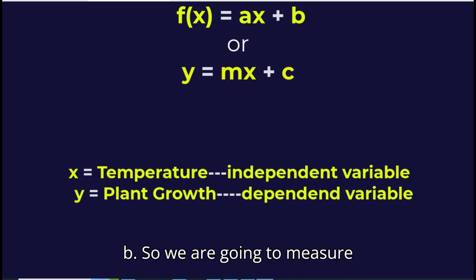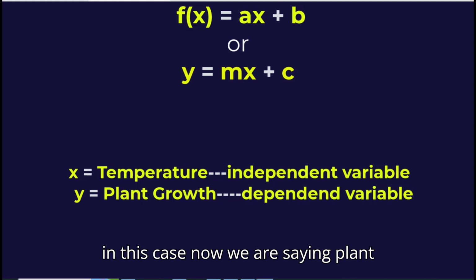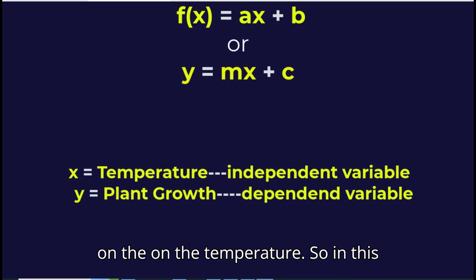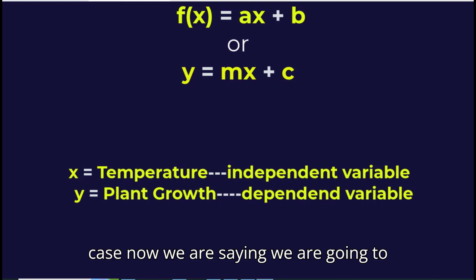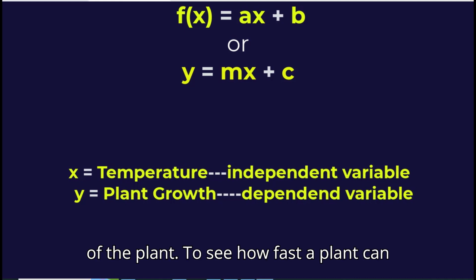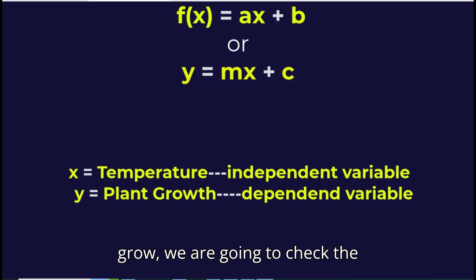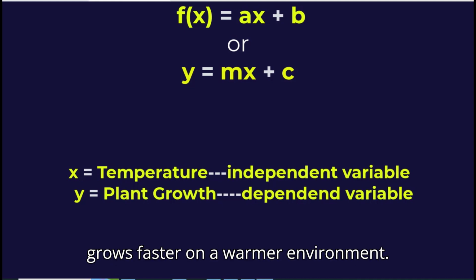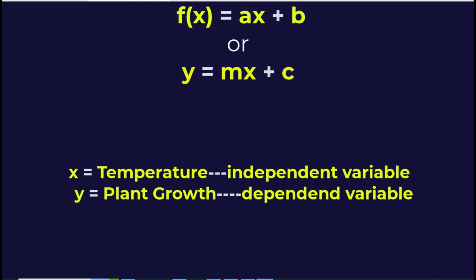We are going to measure how rapidly a plant can grow using the variable temperature. In this case, we are saying plant growth rate depends on the temperature. We're going to use temperature to predict the growth of the plant. To see how fast a plant can grow, we're going to check the temperature, and we've said the plant grows faster in a warmer environment.